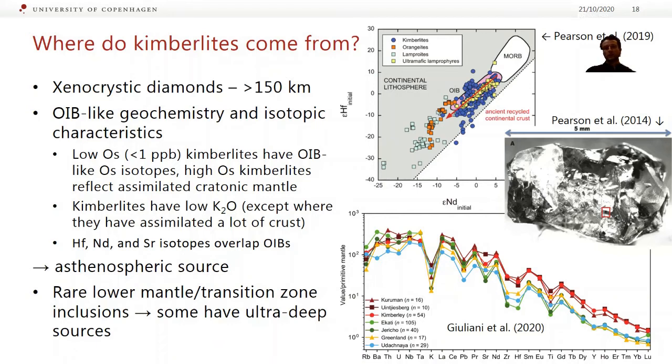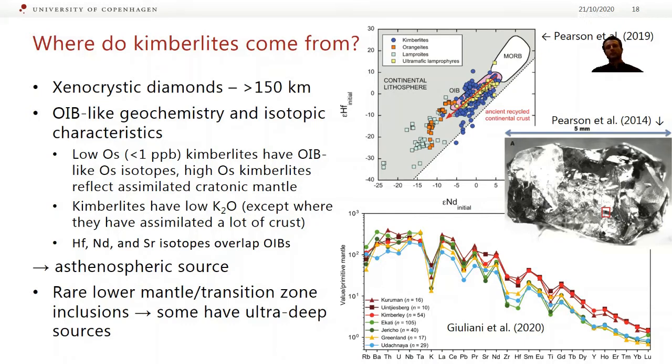And the picture I've got here from Pearson et al. 2014 is a diamond which has an inclusion of ringwoodite. Ringwoodite is the high pressure polymorph of olivine. It's only stable at depths, I think, greater than about 510 to about 670 kilometers depth. It cannot form at lower pressures.